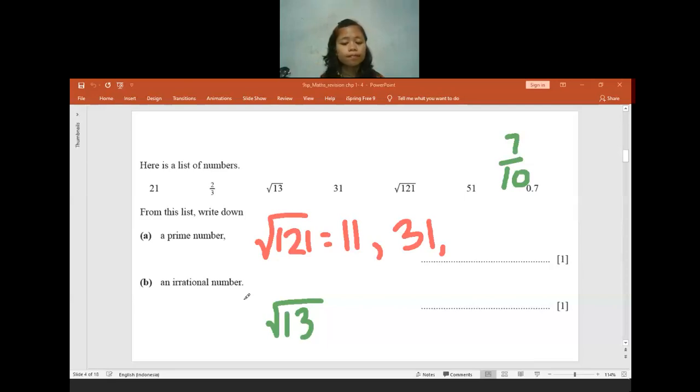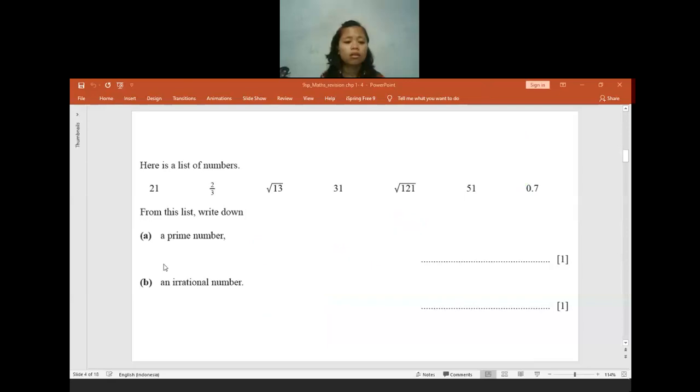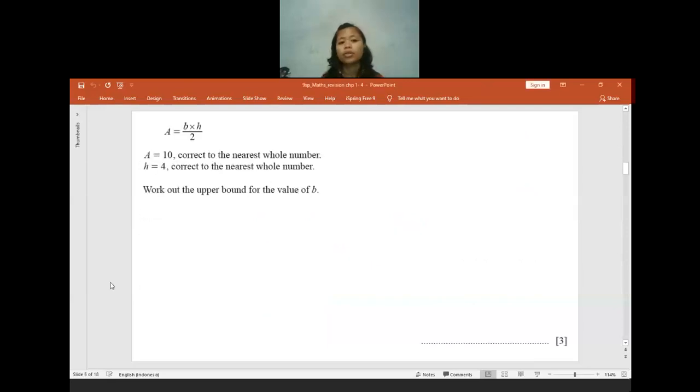Okay. Can I continue to the next question, since the class is so quiet? Is there anything still confusing for you? No, teacher. You can continue, teacher. Okay, please let me know if you have any question or no question. Now I have this question. We need to find the upper bound of the value of b. So what do we have to do first?